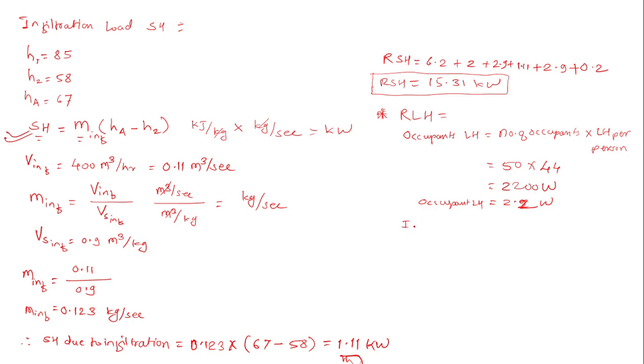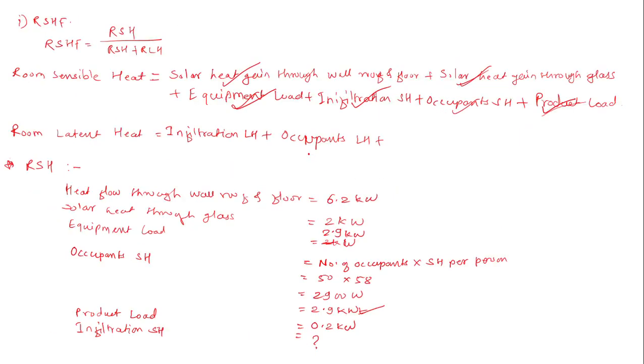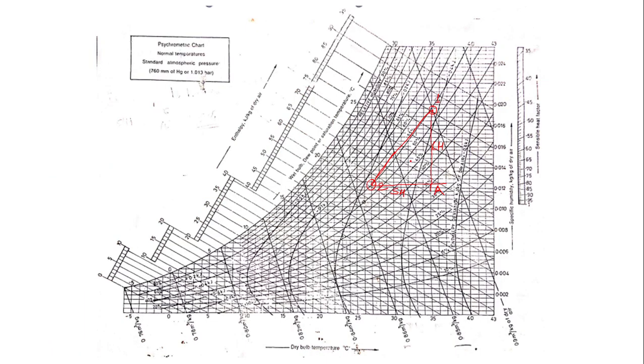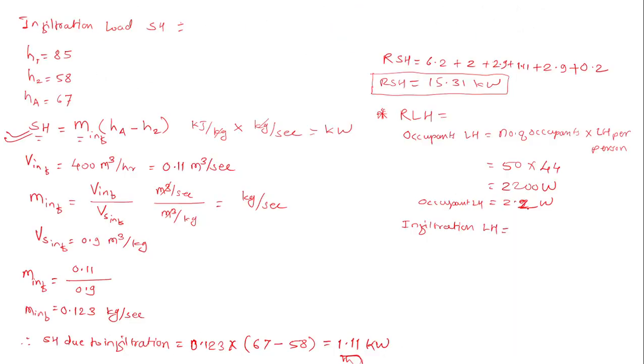And next is the infiltration latent heat. The occupant latent heat we have calculated, and nothing else is there after this. Now we are calculating the infiltration latent heat. So again we'll go back to the psychrometric chart. What is the latent heat over here? That is 1 to A, which is nothing but the latent heat. The formula is H1 minus HA, the enthalpy difference.